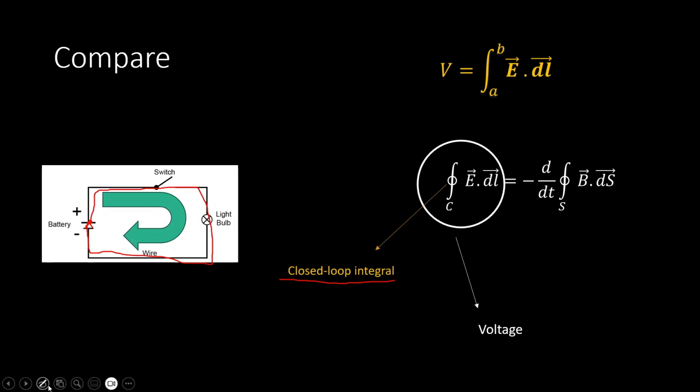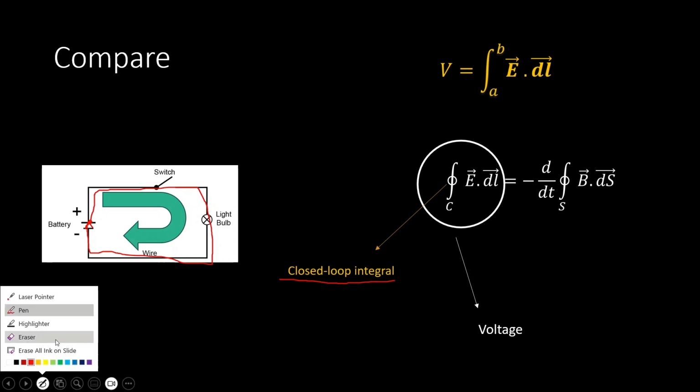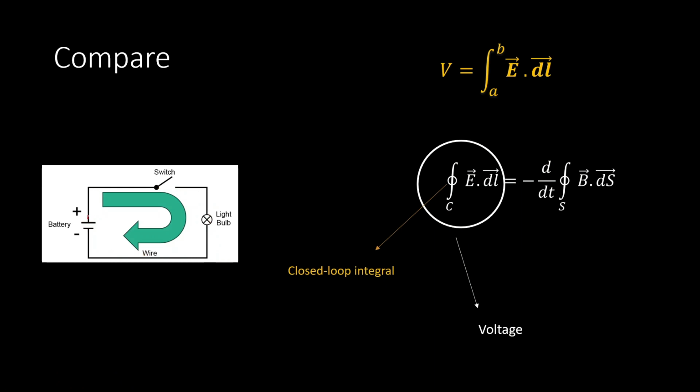This is in contrast with the concept of an open loop integral, in which we go from the positive node, the anode of the battery, we come to the light bulb, and then we stop here. This is called an open loop integral, okay? So in this case, it means a closed loop integral, i.e. the voltage across the battery, which is represented in the left-hand side of the Maxwell equation, called Faraday's law.